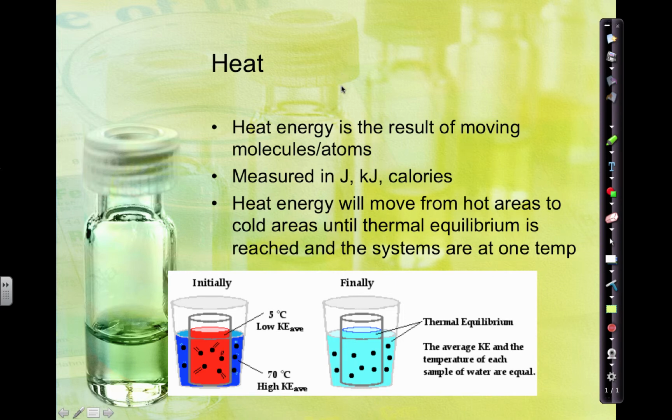So eventually we come to something called thermal equilibrium. So that's when both the systems are at one temperature and there's no more heat being transferred. So if you have something hot come into contact with something that's cold, it's going to transfer energy until it meets thermal equilibrium. Now, heat energy can be measured in joules, kilojoules, or calories.